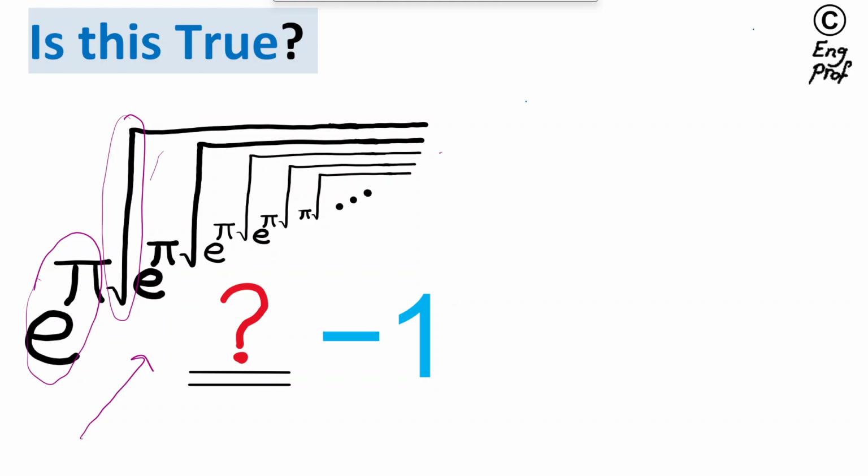Under the square root we have again e to the pi, again in this exponent, pi is multiplied by square root, and it keeps going on forever. It's a very interesting infinite expression. So how can we solve this?